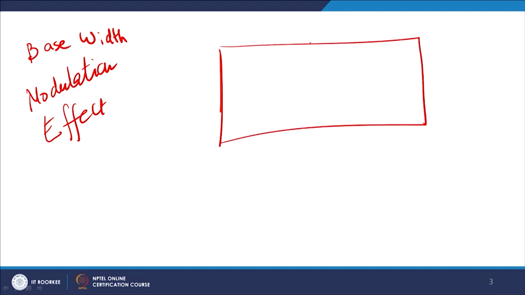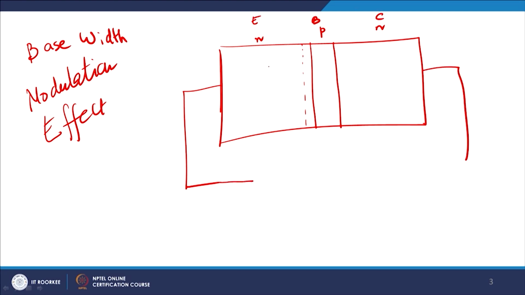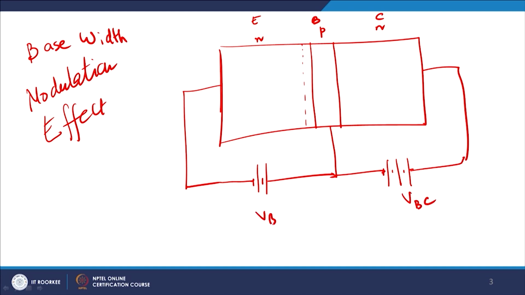in a BJT. If we have a base which is something like this, then if you look very carefully, in forward active mode, and assuming this to be an NPN, and this is emitter, base, collector, then we bias it such that the emitter base junction is forward biased, and the base collector junction is reverse biased. So I define VBC and VBE.